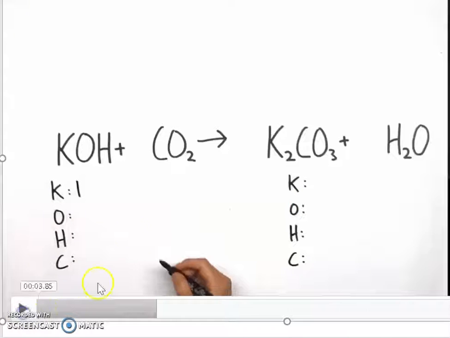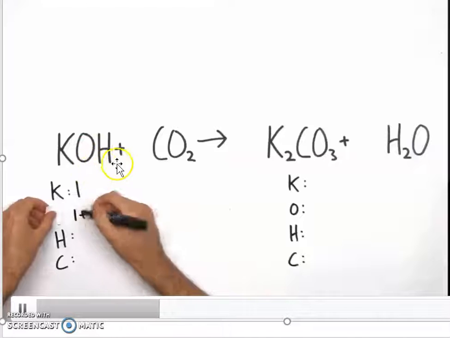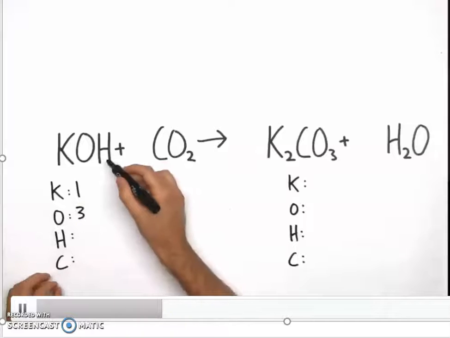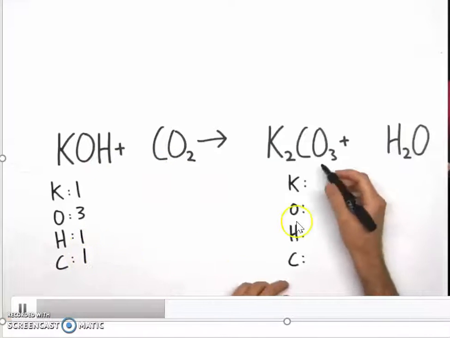Now let's try to balance these unbalanced chemical equations. Alright, so let's start with enumerating all the elements involved in the reactant side and the elements involved in the product side. As you can see, in the reactant side, there is only 1 mole of potassium. So you write 1 here. Then for oxygen, there is 1 mole here plus 2 moles here, a total of 3 moles of oxygen. For hydrogen, 1 mole, carbon is 1 mole.